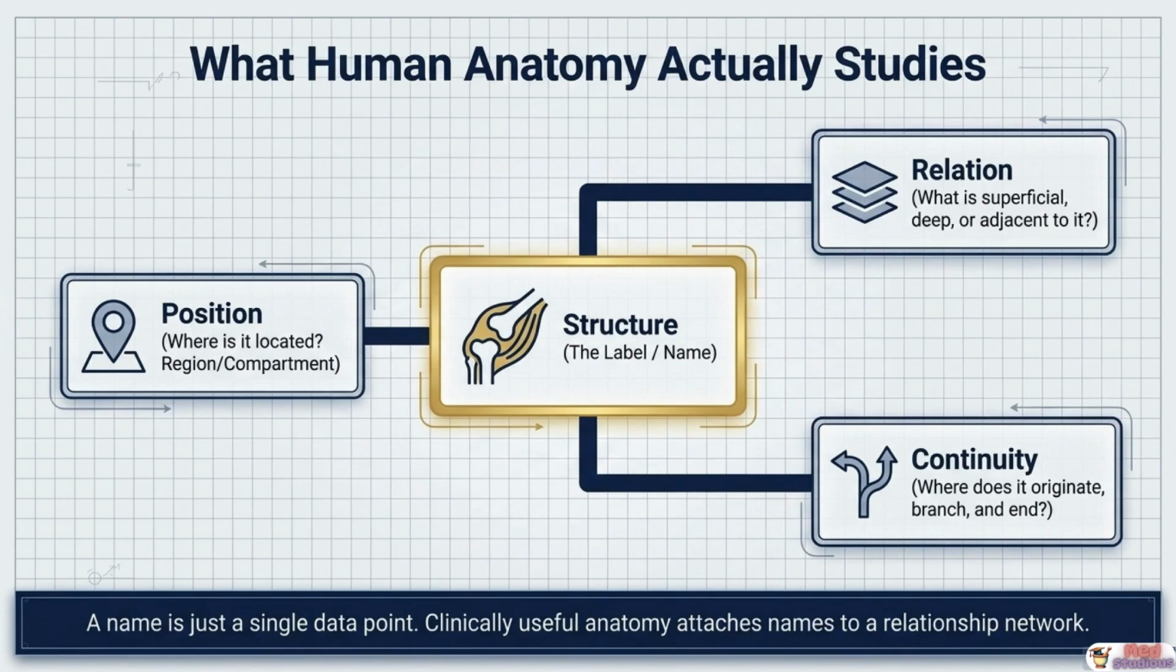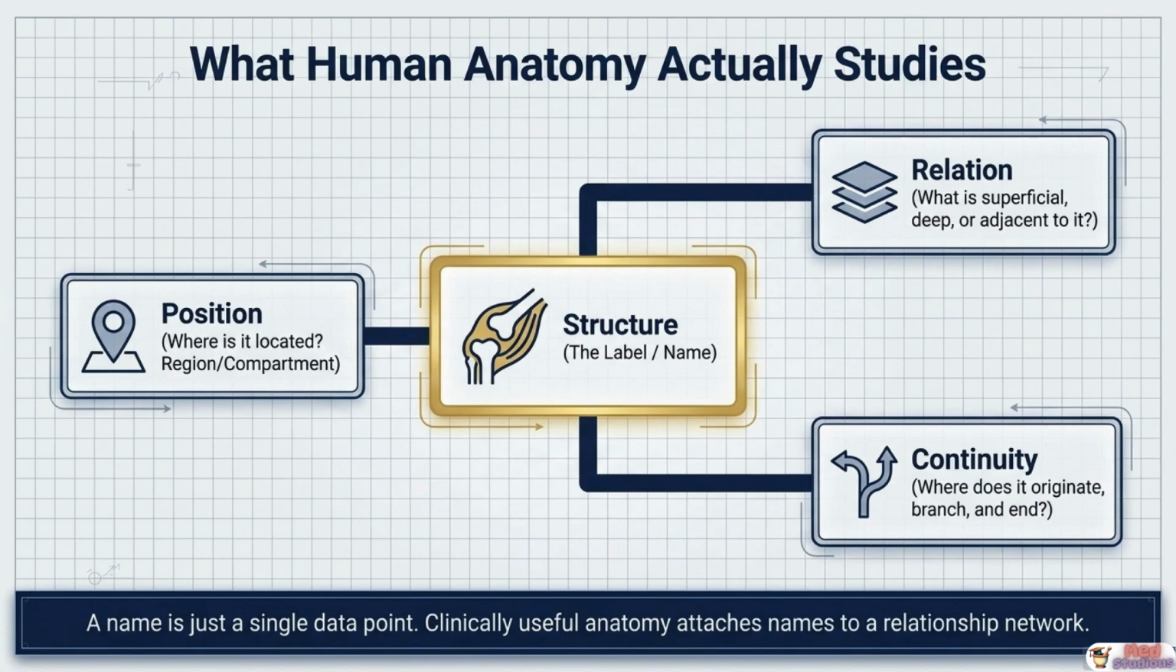Human anatomy is the study of the structure and organization of the human body, but structure does not mean a list of nouns. For any important structure, anatomy asks at least 4 questions. What is it? Where is it? What is around it? And what does it connect with or pass through?